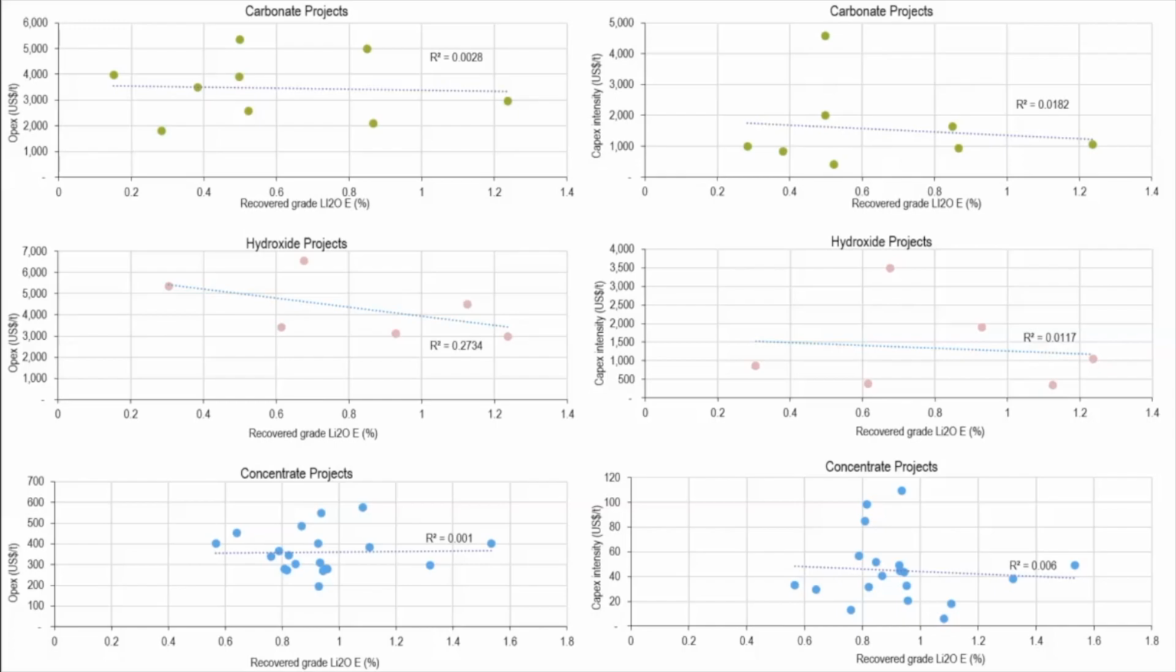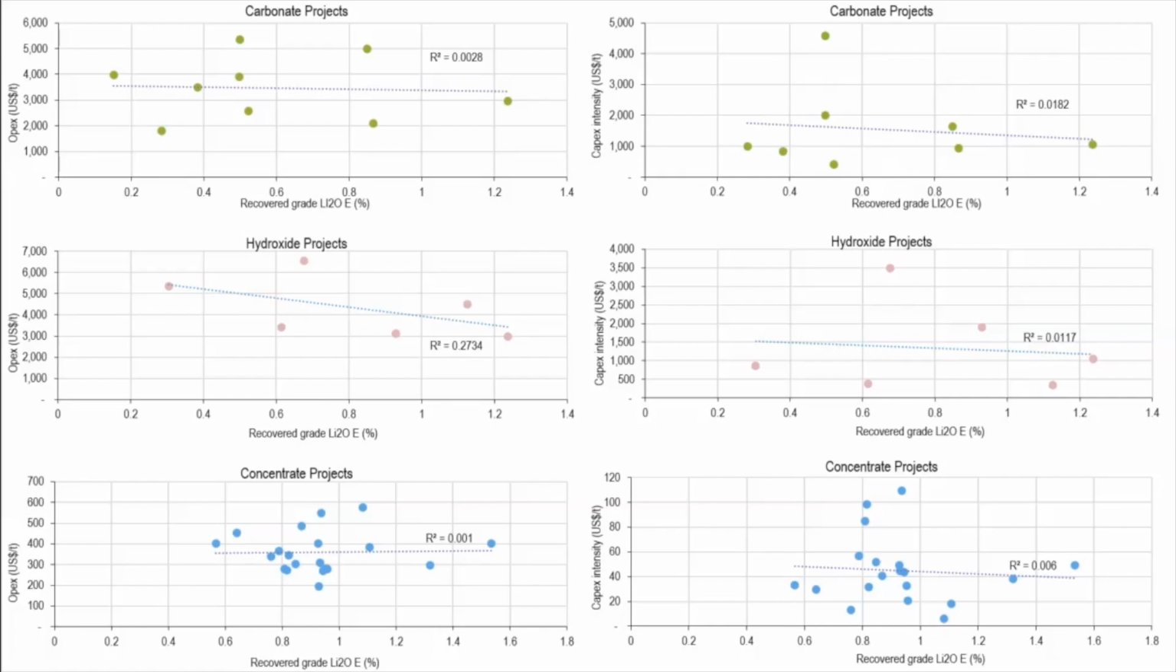I was planning that this video would show you the correlation between recovered grade and capex intensity and opex for hard rock carbonate, hydroxide and concentrate projects. Well, best laid plans and all that. Just as with grade, there was no correlation between recovered grade and capex intensity or opex, as these six charts show. This seems to support a hypothesis that different variables have different weights of influence for different projects. But that wasn't what was interesting.